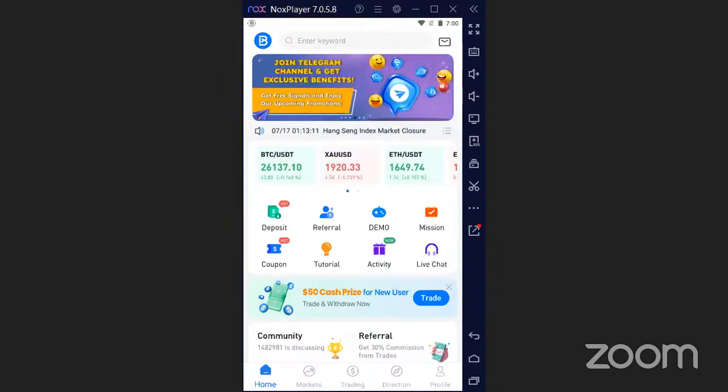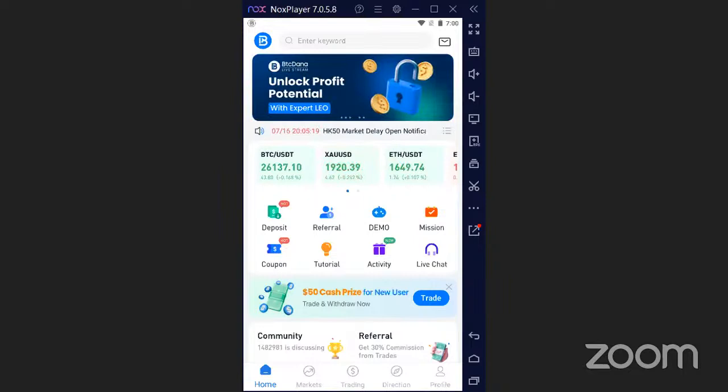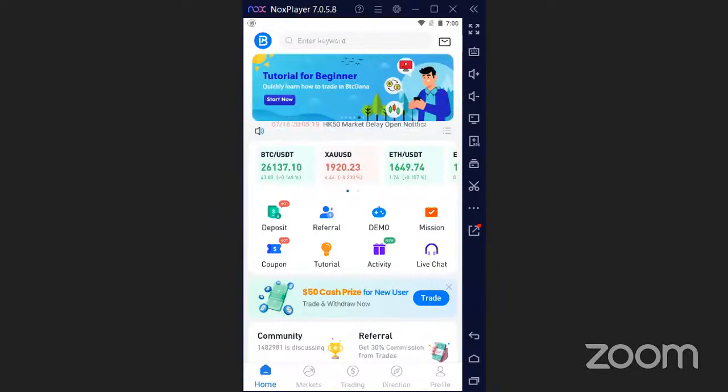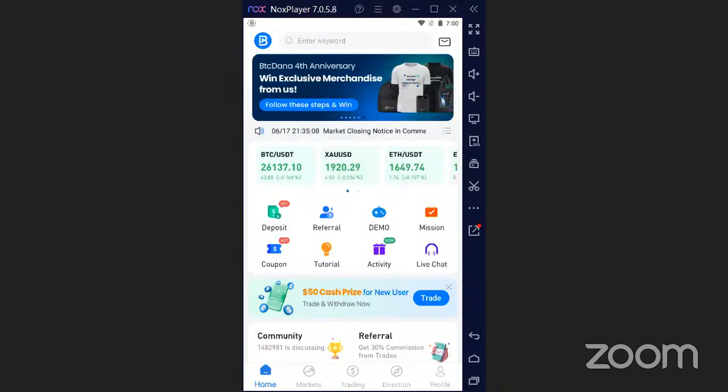Okay, so as we've all known, on this session, we're going to be guiding the newbies that want to trade or learn the forex market, how to start trading.